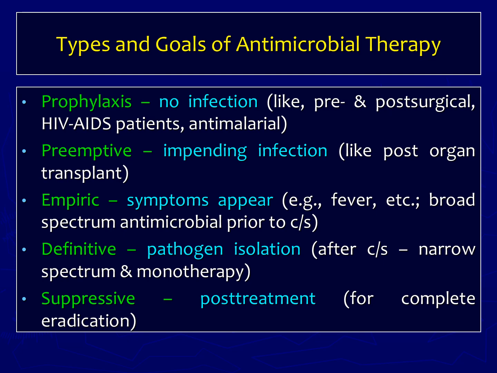Then preemptive. This preemptive use is when there is impending infection. For example, post organ transplant, when we are usually using immunosuppressant agents, due to decreased immunity there are strong chances of growth of bacteria or fungi, etc. So, to avoid that, we are using antibacterial or antifungal, etc. This is the preemptive use. Third is the empiric. That is used when symptoms of infection appear. For example, simple fever or maybe sore throat, etc.